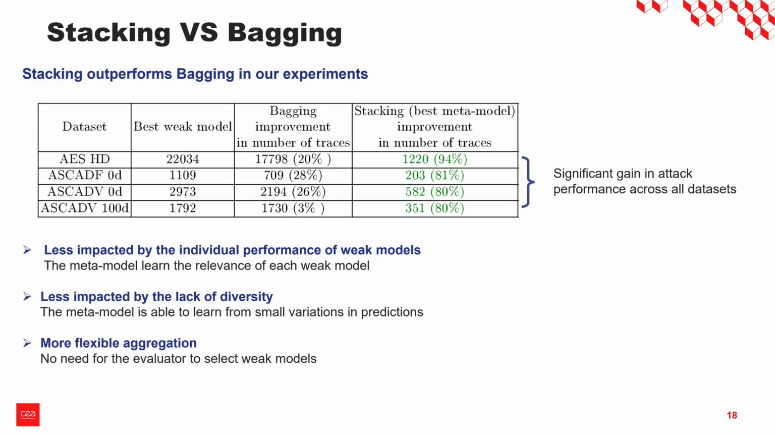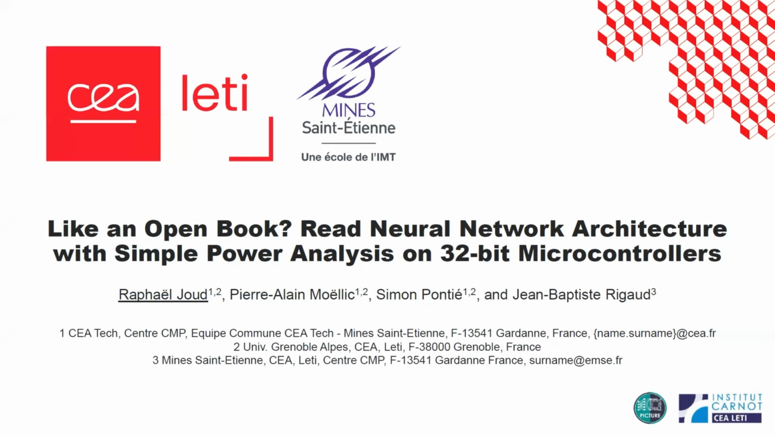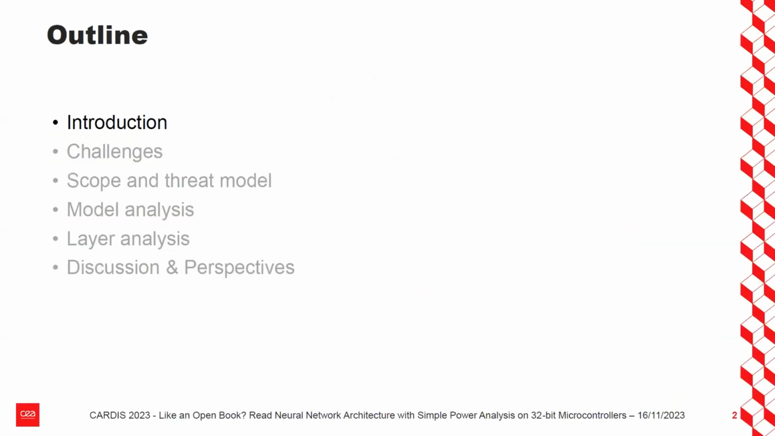Now let's take the speaker again. So, hello everyone. Thanks for the introduction. My name is Raphaël Joude. I'm a PhD student working in the joint lab between CARDIS again and Mines Saint-Etienne. And I'm here to talk about a work named like an open book, on network architecture with simple power analysis on 32-bit microcontrollers. This work is a collaboration with Pierre-Alain Moëlic, Simon Pontier, and Jean-Baptiste Origo.